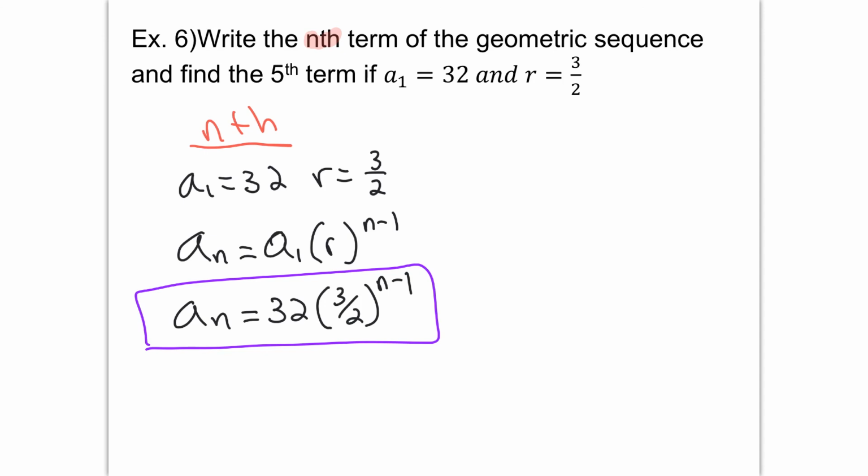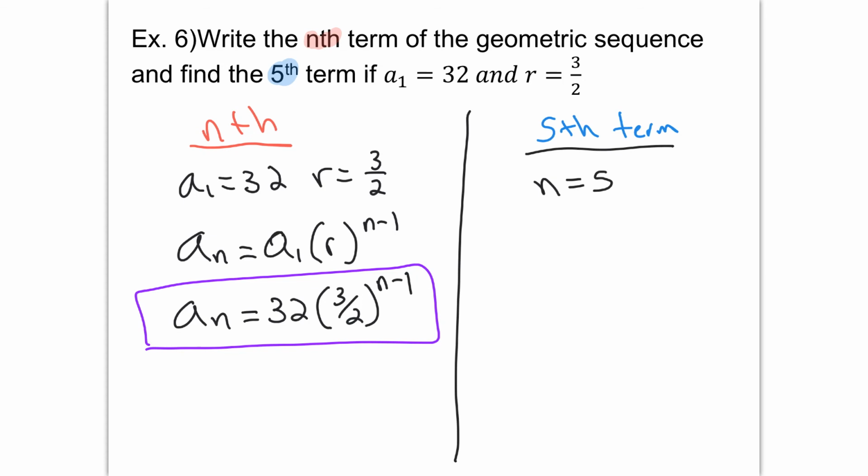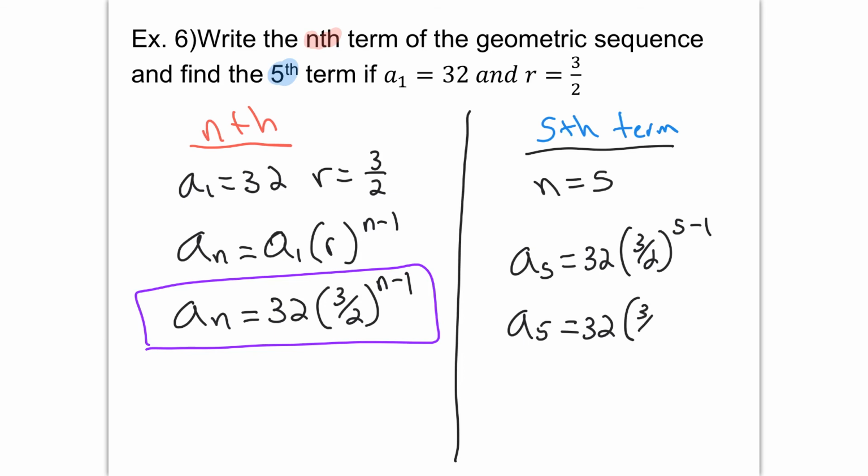The next one we want is the 5th term. So now you guys are going to substitute. I'm going to substitute 5 into n. So n equals 5 because that's the term that I'm looking for. So using the formula, I have a sub 5 equals 32 times 3 over 2, which is the common ratio, and my exponent is 5 minus 1. So my fifth term equals 32 times the common ratio, and we have an exponent of 4.